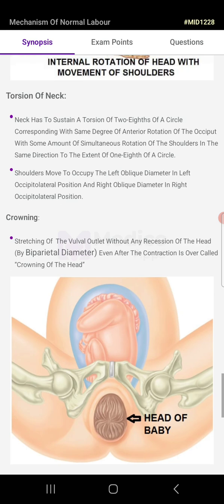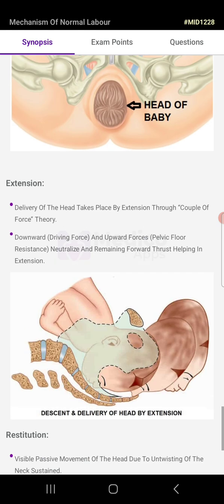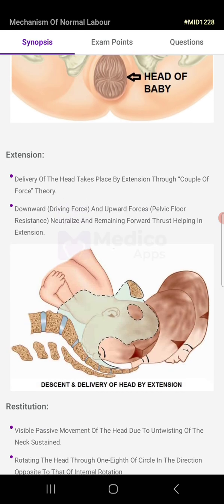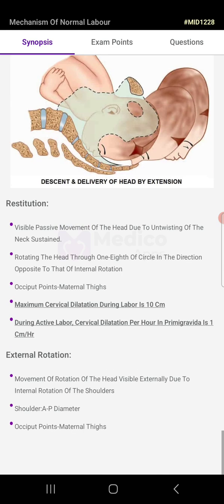Crowning: the biparietal diameter stretches the vulval outlet without any recession of the head even after the contraction is over, called crowning of the head. Delivery of the head takes place by extension through the couple of force theory. Downward driving force and upward force from pelvic floor resistance neutralize, and the remaining forward thrust helps in the extension.